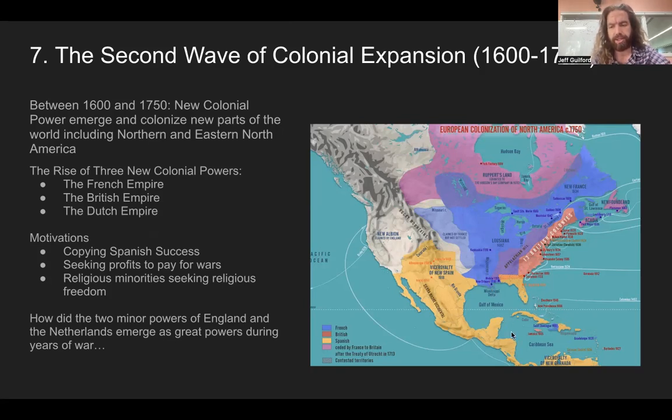Also, there's going to be serious competition in the Caribbean for valuable sugar islands.